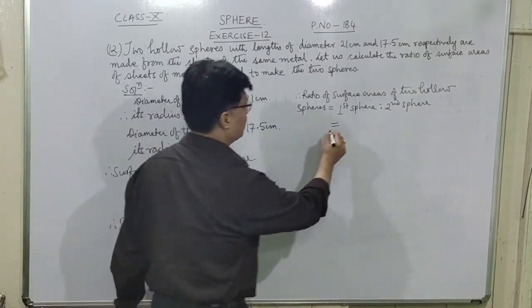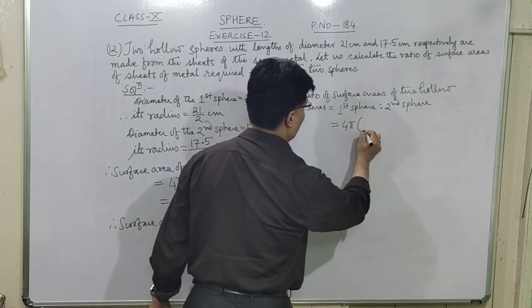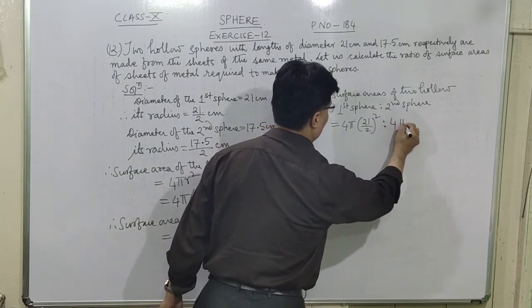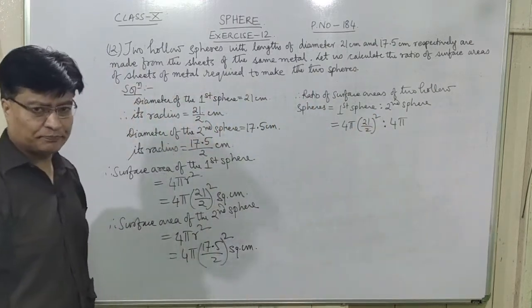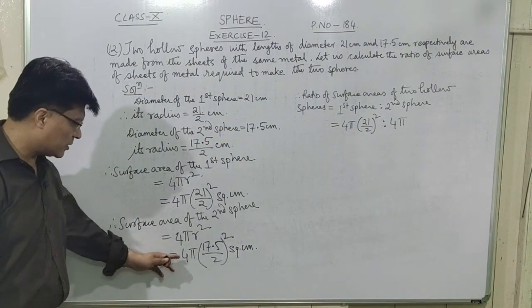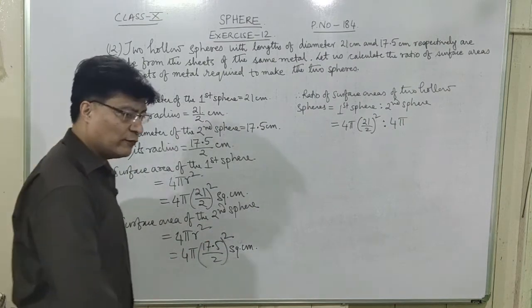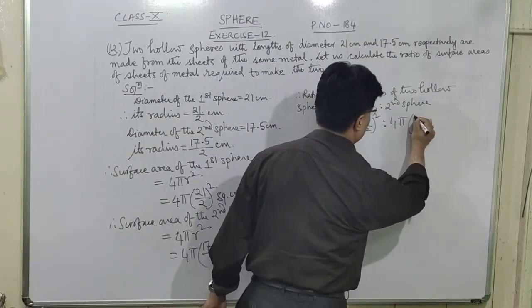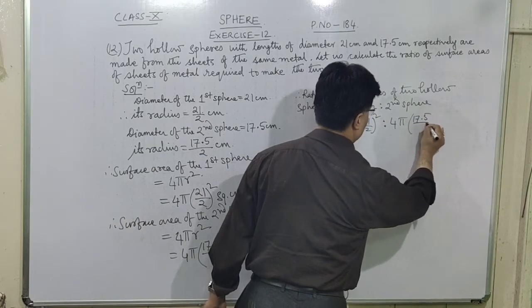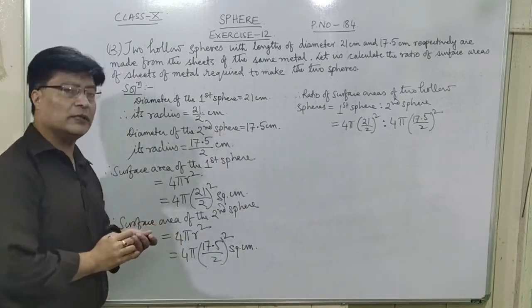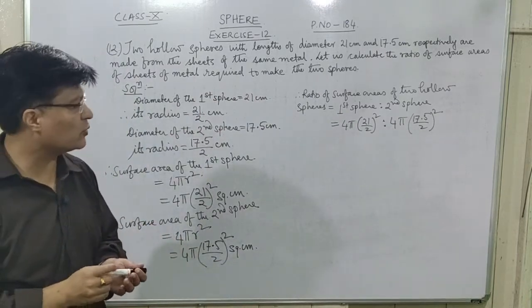It is 4 pi (21 by 2) whole square. For the second sphere, what is the surface area of the second sphere? It is 4 pi (17.5 by 2) whole square. So let us write there 4 pi, and this is (17.5 by 2) whole square. So I think you have understood it.